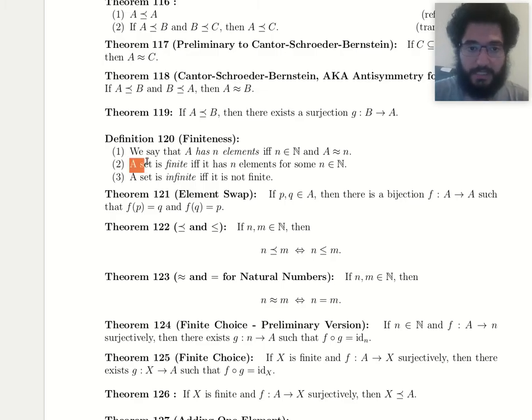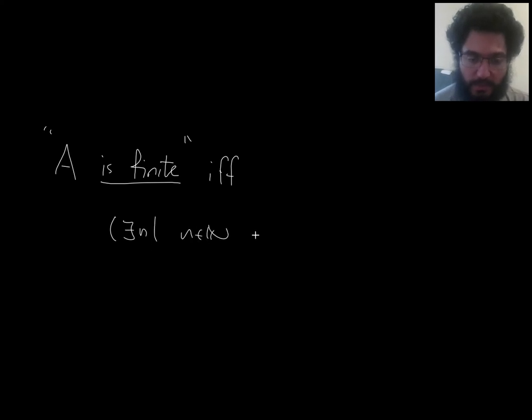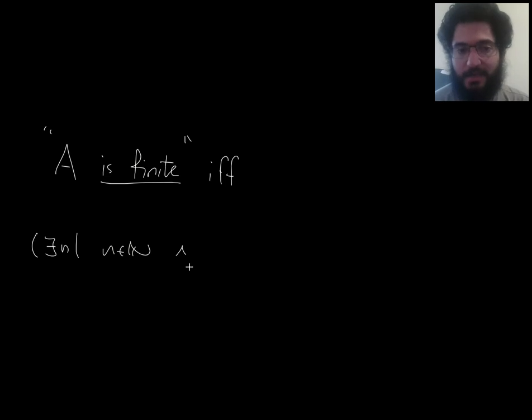Next, we say a set is finite if and only if there exists some natural number such that it has that many elements. So what we're defining here is this predicate is finite. So this proposition, A is finite, is true if and only if there exists n, such that n is a natural number, and A has n elements. And let me spell it out completely what it means to say A has n elements, just so you can see our full definition of finiteness in all its glory.